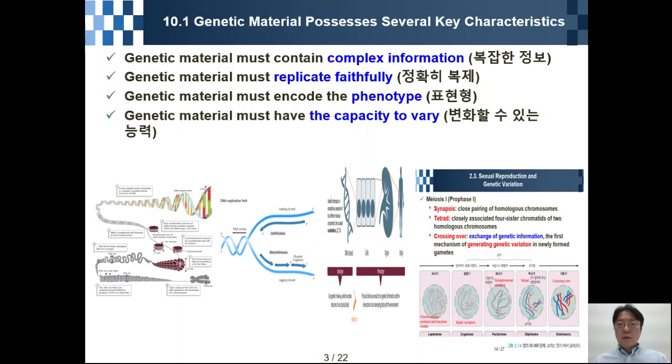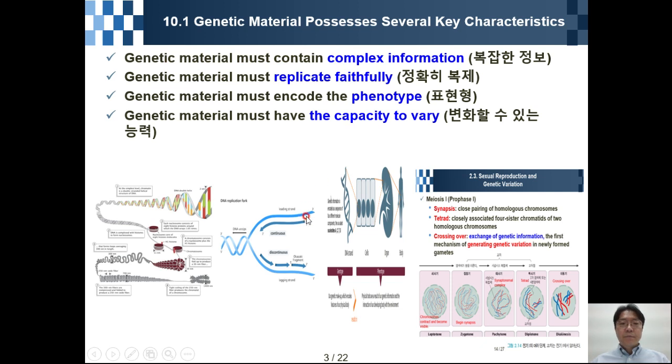In this slide, I will explain the key characteristics of genetic material. The first one is that genetic material must contain complex information. Humans have 22 pairs of autosomes, and men have XY and women have XX. One chromosome contains tons of DNA information. So genetic material must contain complex information.